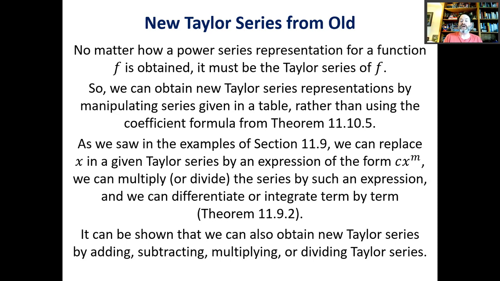So we can obtain new Taylor series representations by manipulating series given in a table. So if we know something about a series, we can just add, subtract, multiply, divide, integrate, differentiate, stuff like that. This coefficient formula from our earlier theorem is much harder to use. And as we saw in examples last section, we can replace x in a given Taylor series by an expression of the form cx to the m. We can multiply or divide the series by such an expression, and we can differentiate or integrate term by term.